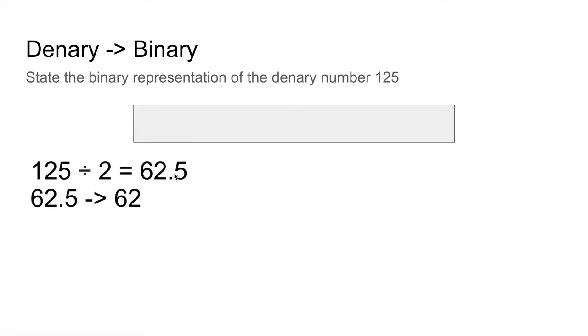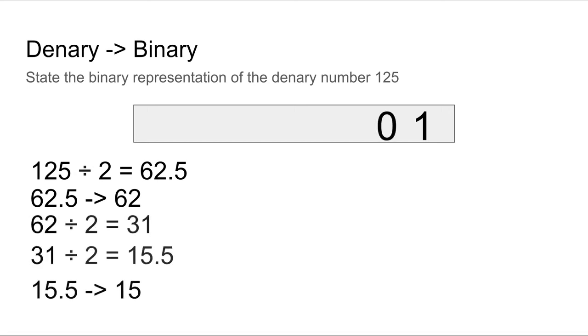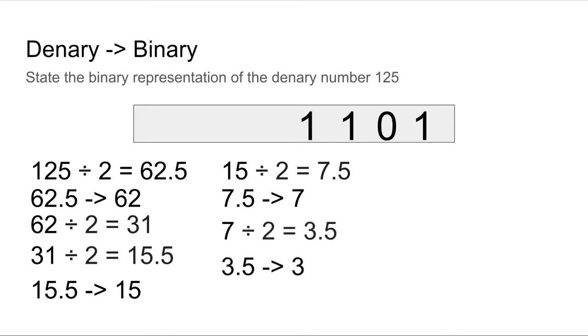Divided by 2, we get a decimal, so it's 1. Rounded down, divided by 2, we get a whole number, so it's 0. Divided by 2, we get a decimal, so we get 1. Rounded down, now we divide by 2 again, we get 7.5, which is a decimal, so we get 1. Rounded down, divide that by 2, we get a decimal, so it's 1. Rounded down, divide that by 2, we get another decimal, so it's another 1.